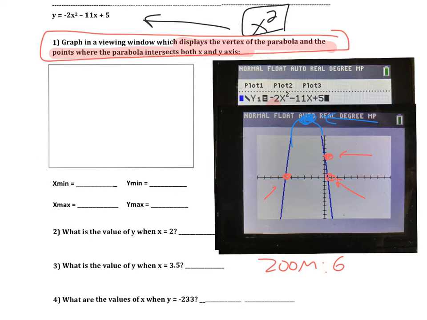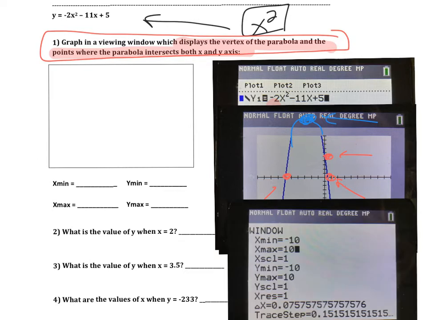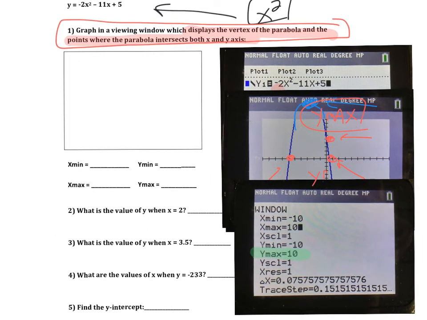So what we want to do is press window, and we're going to want to adjust the y max. Remember the screen. The top portion of the screen is y max. The bottom portion of the screen is y min. The left is x min. The right is x max. So since the point that we need to find is up top, we want to adjust the y max value.